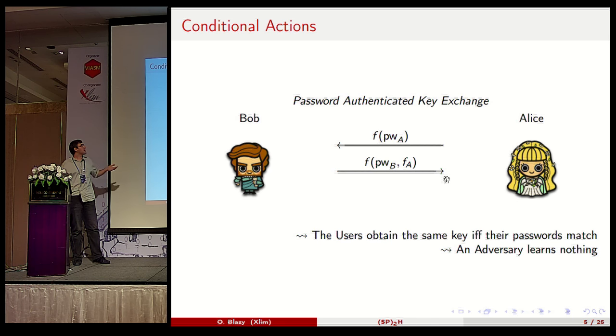Another family of conditional action is authenticated key exchange. For example, in the case of a password key exchange, Alice is going to send a function of a password, with a broad definition of function.